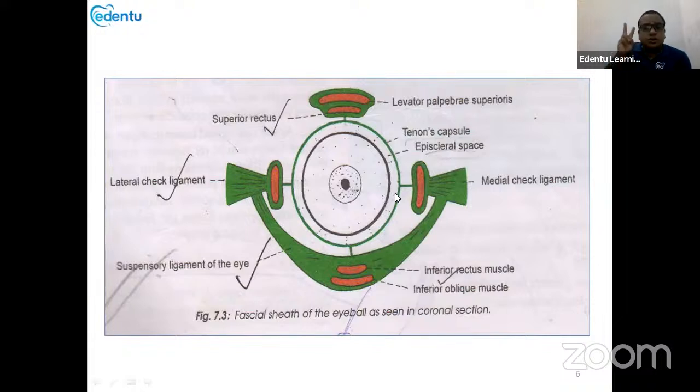So, 2 check ligaments, medial check ligament, lateral check ligament. Medial rectus muscle, lateral rectus muscle. Inferior rectus muscle, inferior oblique muscle. So 2 inferior muscles, 2 check ligaments, and 2 medial and lateral rectus muscles. 6 components are there. Learn this diagram.